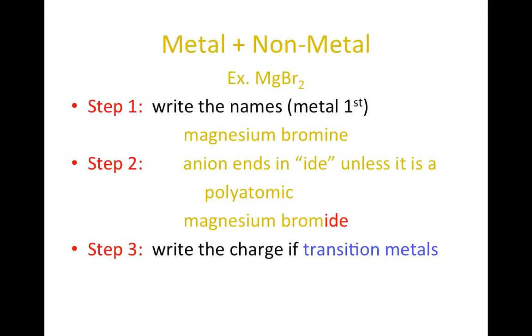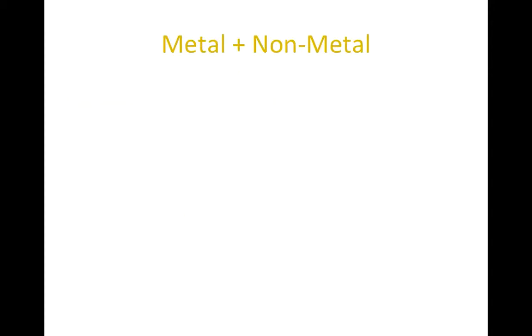And then if it's a transition metal, if it's one of those metals in the middle of the periodic table, you must write its Roman numeral charge. But if you look at it, magnesium isn't in the middle, it's in group 2. It's always +2. It never forms anything other than +2. So the name of MgBr2 is just magnesium bromide.